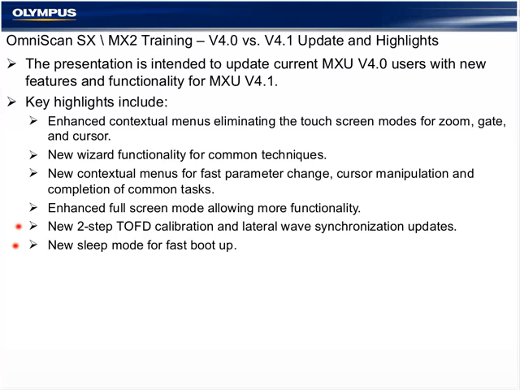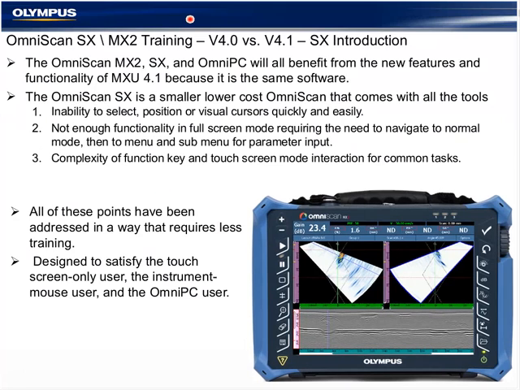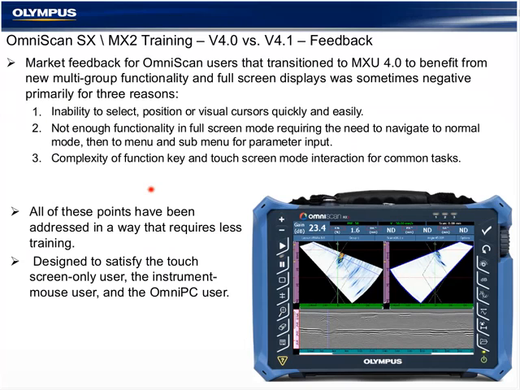Not enough functionality in full screen mode, meaning that when the menus are visible, it uses up a lot of the real estate of the display. And it was complexity of the function key and touchscreen mode interaction. It made it difficult to zoom or to change a gate or to enable and move cursors because it required a little bit of a memory for manipulation of the function keys and the interaction on the screen using the scroll knob for cursors, zoom, and gates. So all of these points have been addressed in the new software version.